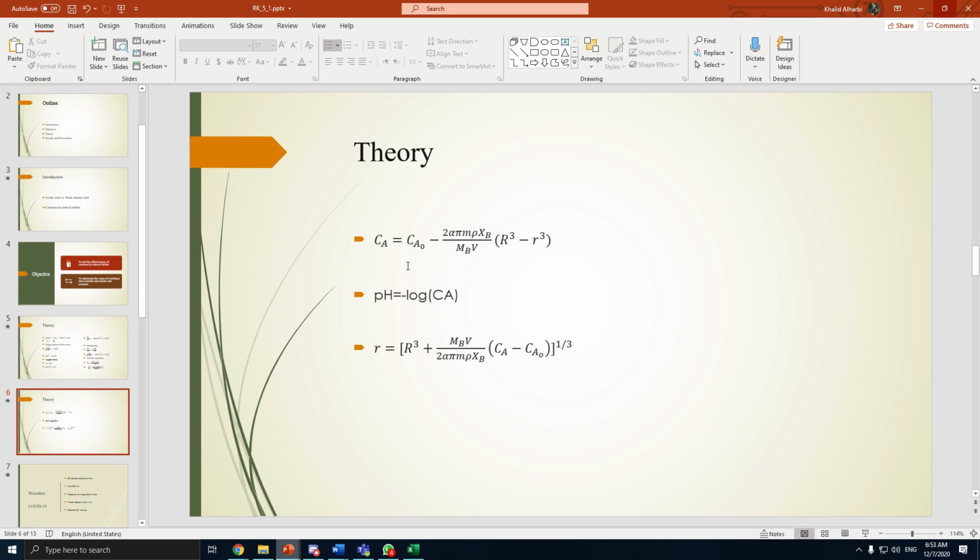Performing an overall material balance on this system, the concentration of A is related to the instantaneous radius by this equation. Then the concentration of A can be found through the definition of the pH. Then the instantaneous radius becomes like this after rearrangement.